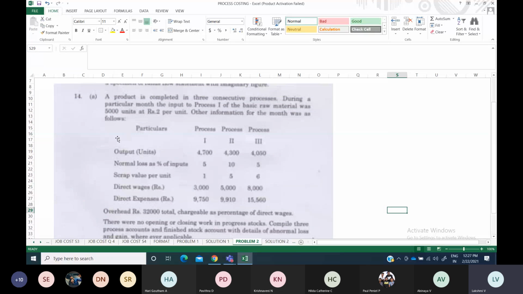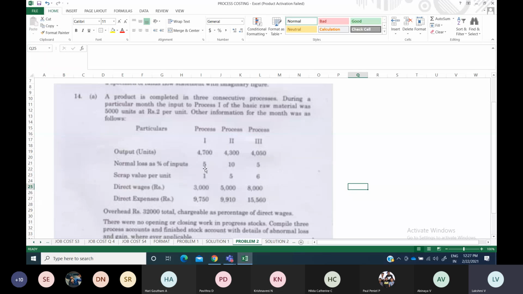Okay, so they have given output. The output from process 1 is 4,700, from process 2 it is 4,300, and from process 3 it is 4,050. And normal loss percentage is considered as 5%, 10%, and 5% for process 3. Scrap value per unit, they are going to sell off the scrap coming from each process, at the rate of 1 rupee per unit, 5 rupees per unit, 3 rupees per unit.